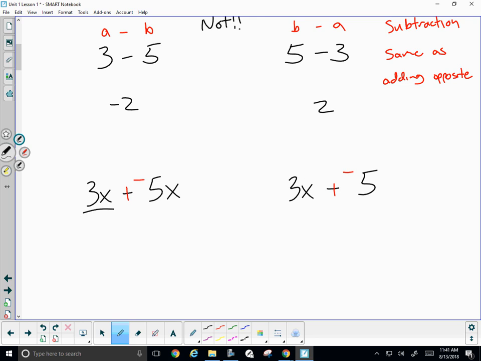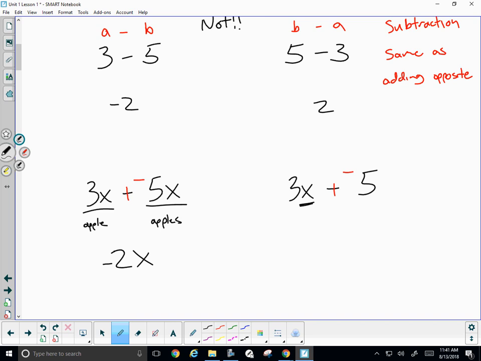And this is just to show you that you can only add like terms. I could call this like an apple. Well, this is an apple. If I have 3 apples, I can add negative 5 apples. Now I'm adding negative 5 apples. I'm taking away 5 apples from 3 apples. How many do I have? I have negative 2 apples. Okay, negative 2 x's, 3 x's, add negative 5 x's, I have negative 2 x's.